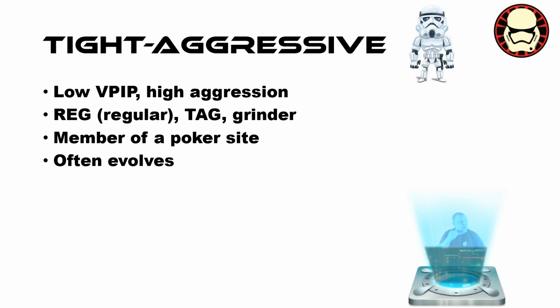It means that he often evolves. Some tight aggressive players or regulars evolve and play better faster than others. Some play the same games after 10 years. But sometimes they might see a video, and they evolve their game a little. Some guys evolve fast. And the important thing to accept is that this kind of player type might be better than you.